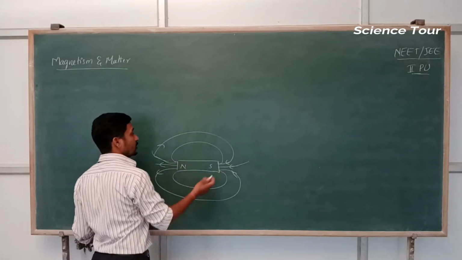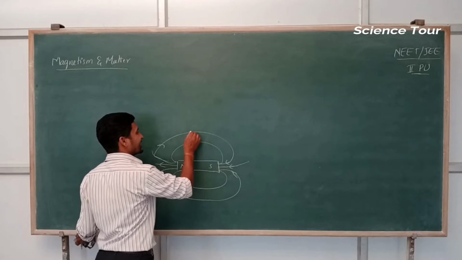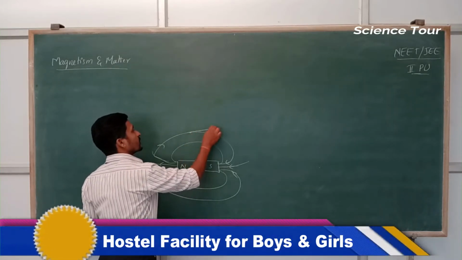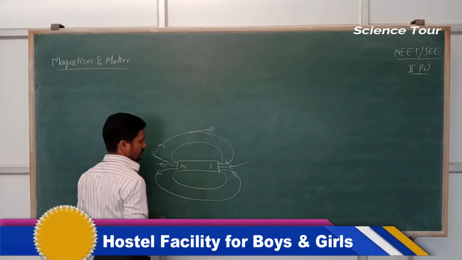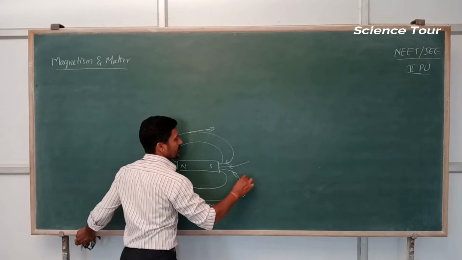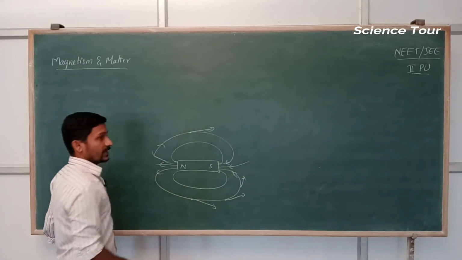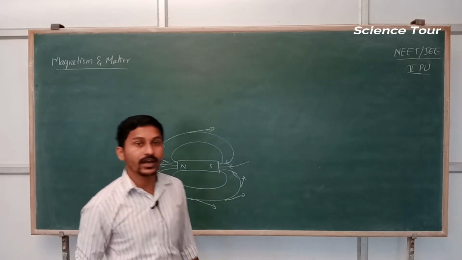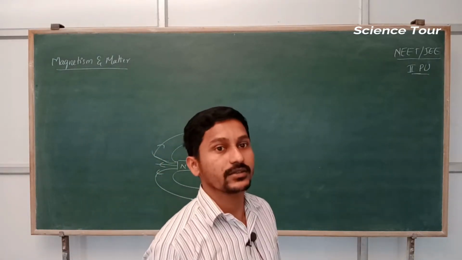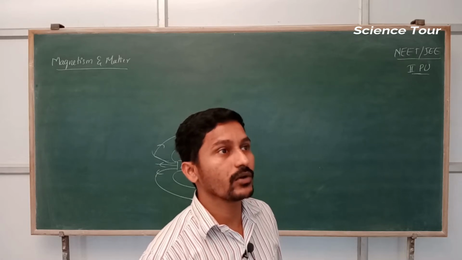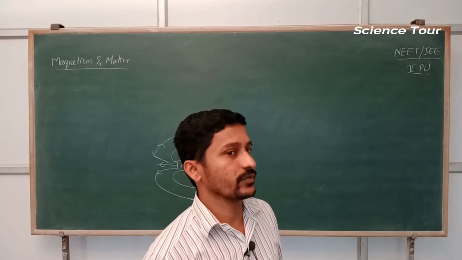And the direction is north to south, but at a given point what is the direction? I have to draw the tangent, and this is the direction. At any point, if I draw the tangent, I get the direction of the magnetic field lines. So the magnetic field we visualize by drawing diagrams, which is nothing but the magnetic field lines.